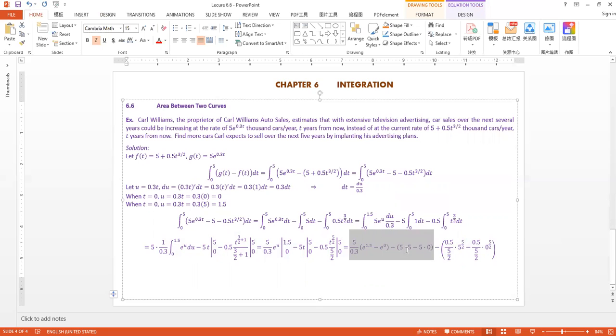Let me do it step by step, and then we can figure out the final answer at the end. So that's equal to 5 over 0.3 times e to the 1.5 minus e to the 0, which is 1. Okay, so that's the first part, and then minus 5 times 0 is 0, so we got just 5 times 5, which is 25.